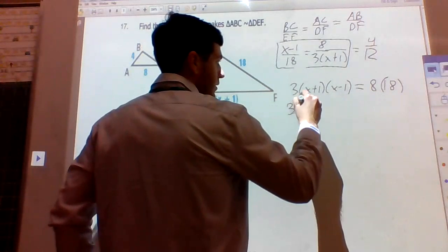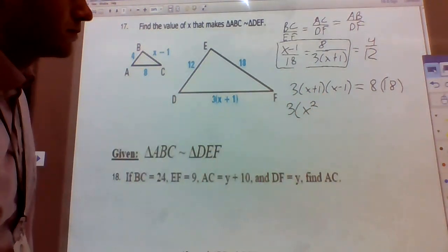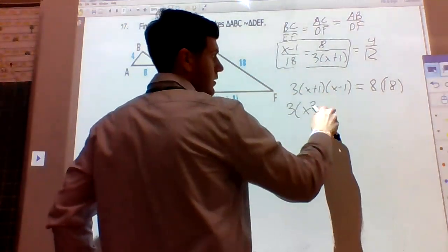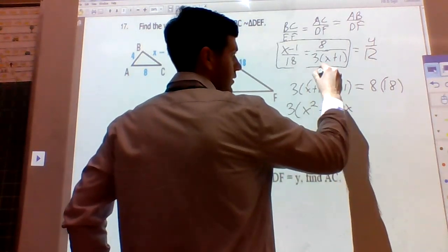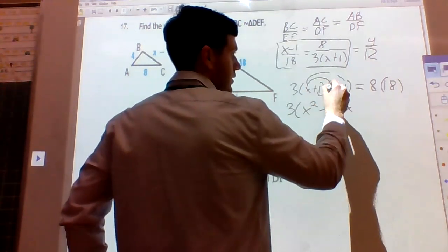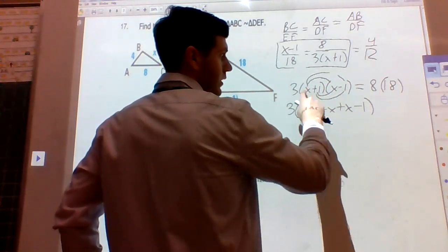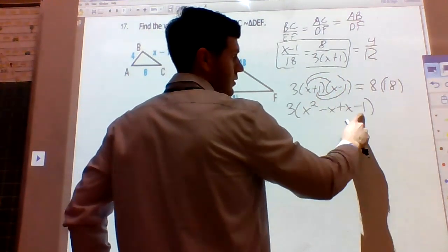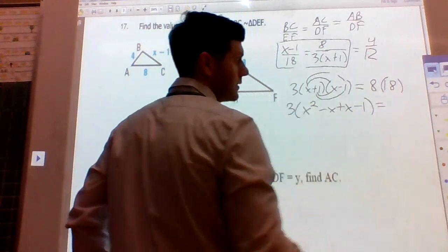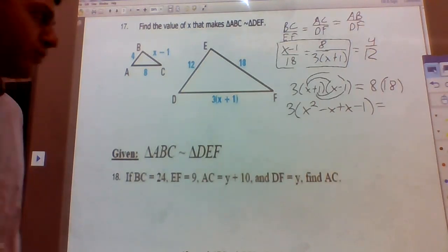So I'm going to get 3 x squared, then I'm going to get minus x plus x. I'm foiling, so first, outer, inner, last. X times x is x squared. X times negative 1 is negative x. 1 times x is positive x. 1 times negative 1 is negative 1. 8 times 18, that's 36 times 4. 72 times 2 is 144.